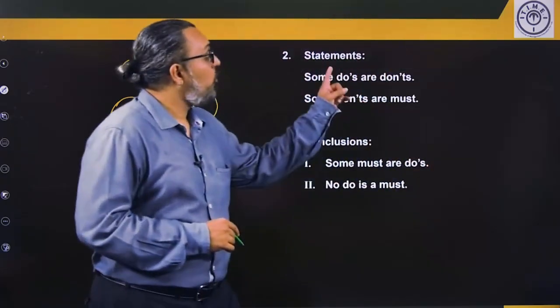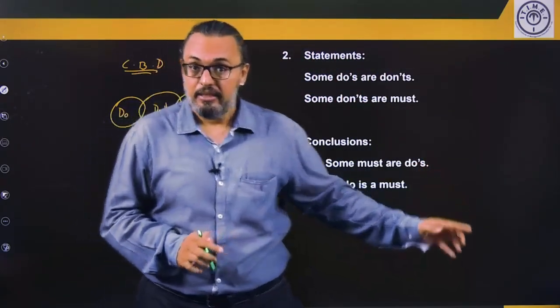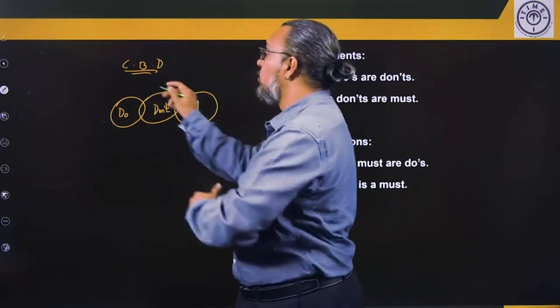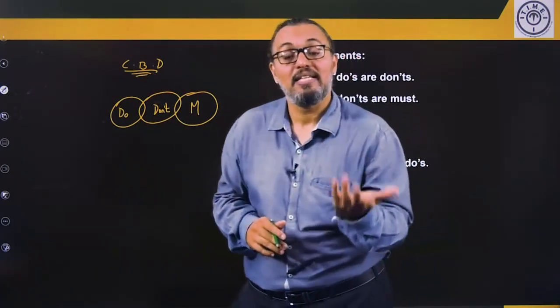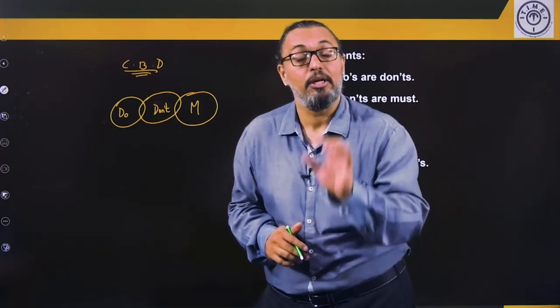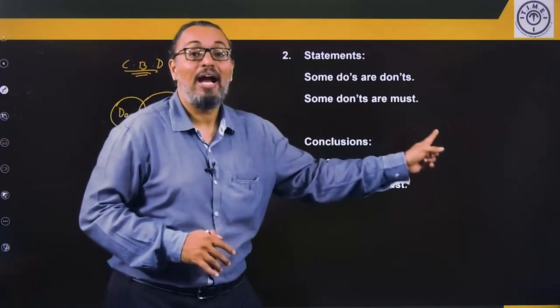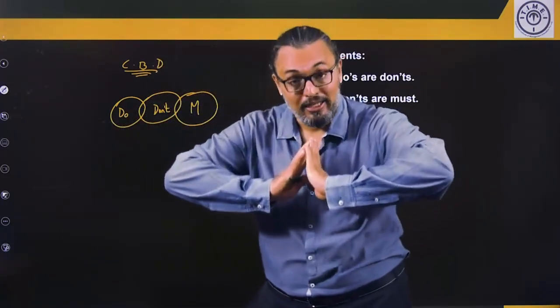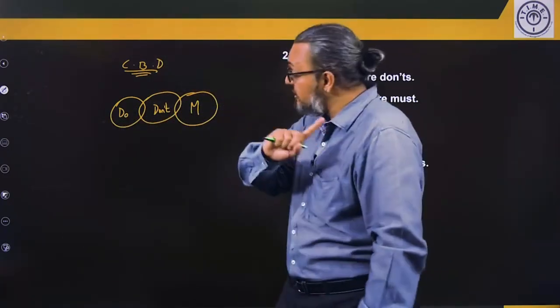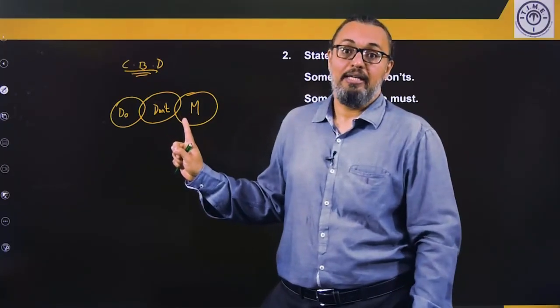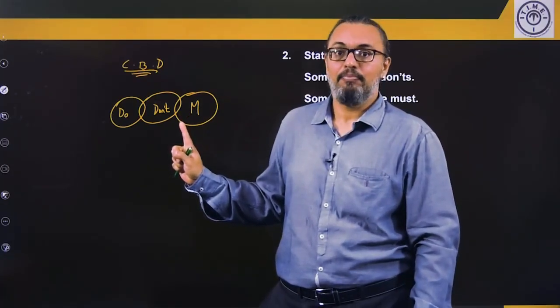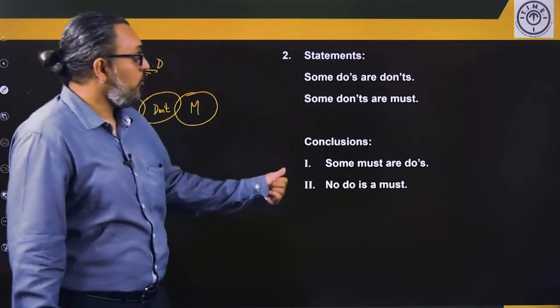Now, because there is no relation between do and must, they have to be 2 separate circles only in the basic diagram, because basic diagram by default, what is the definition? Minimum overlap diagram. When there is no relation between do and must, and if you are capable of putting them as 2 separate circles, that should be our priority as a basic diagram. Got it? Now, look into the conclusions.